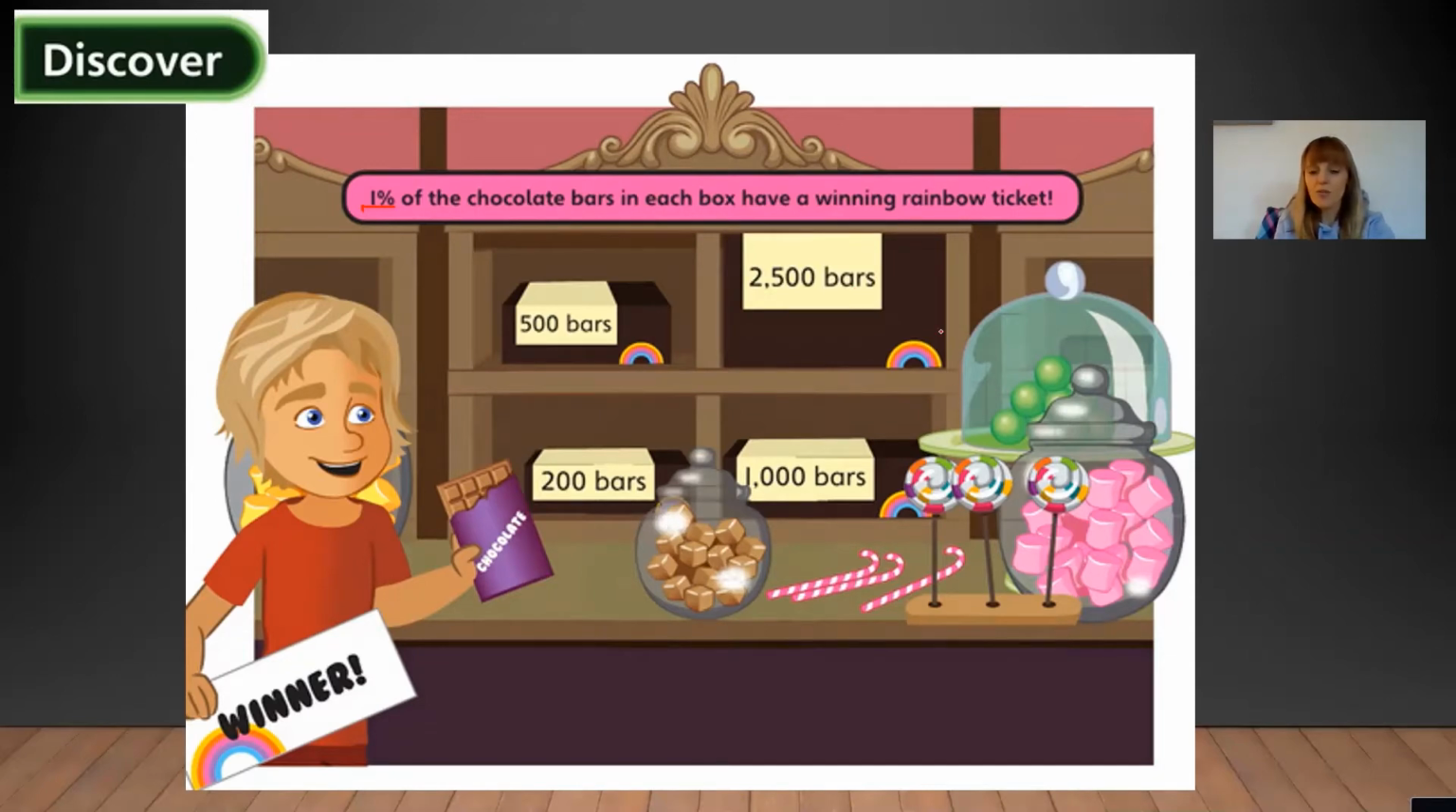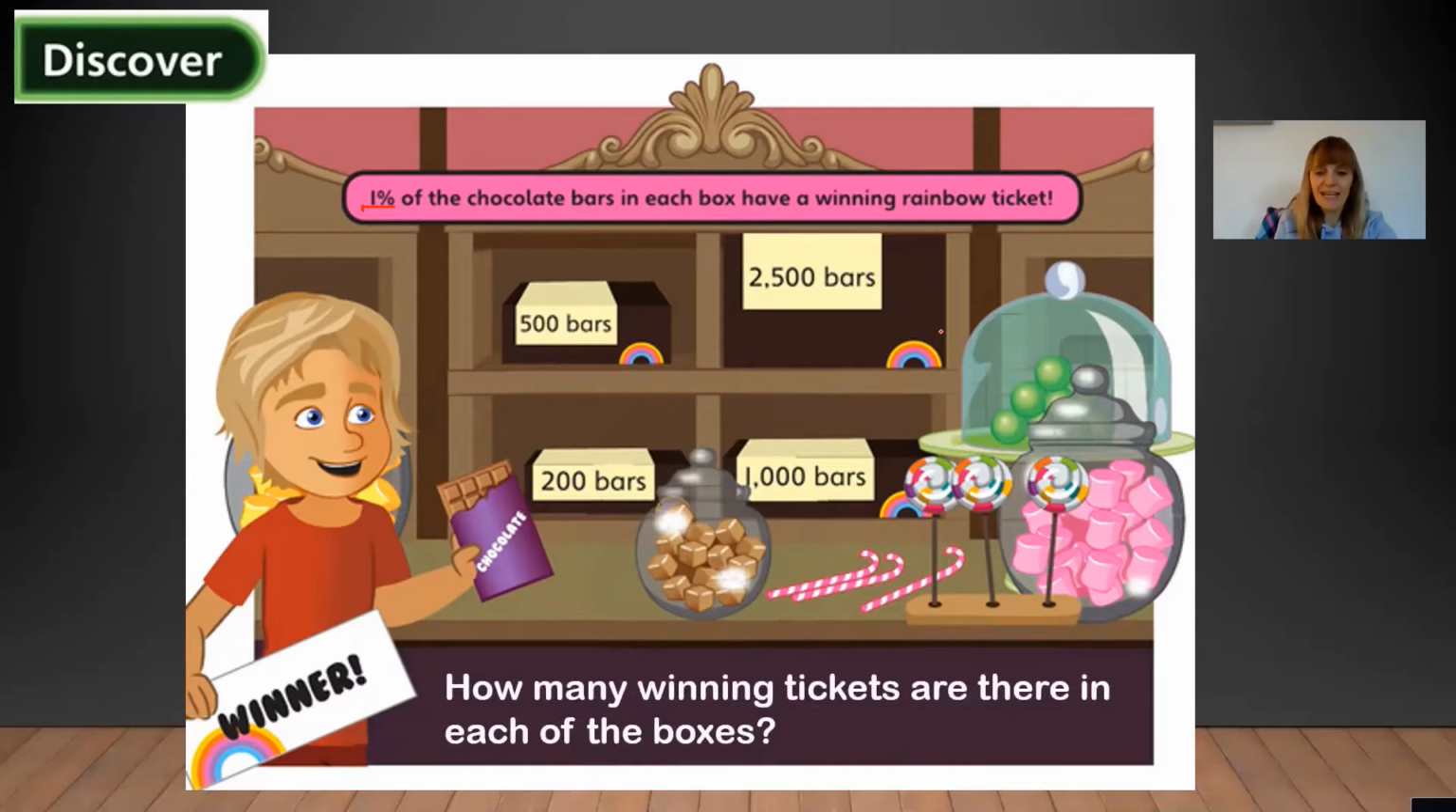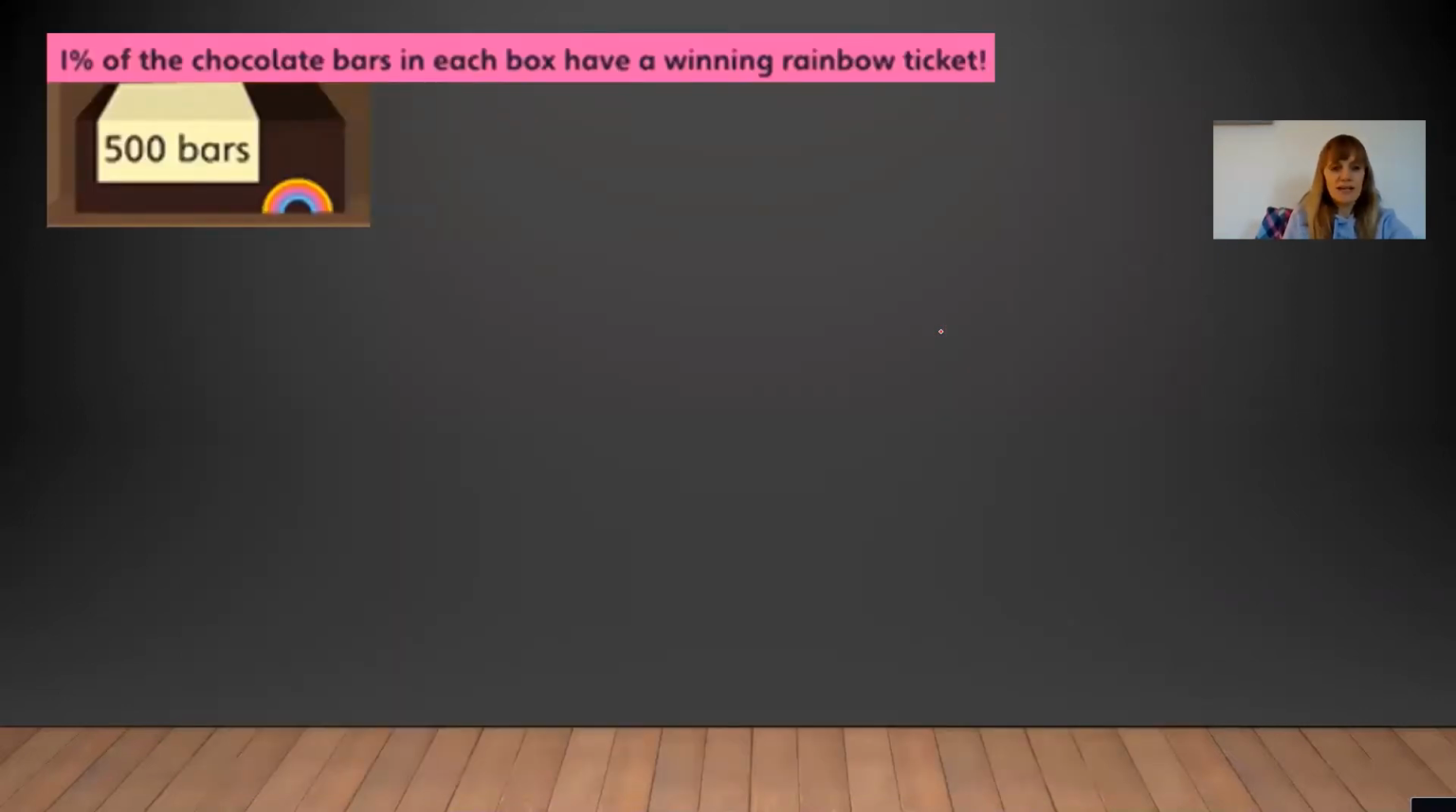So our first thought is then, because it's going to ask us how many winning tickets are there in each of those boxes, we've got to now think to ourselves, well, how am I going to calculate 1% of each of those boxes? So let's break it down a little bit. Here is the first box, which has 500 bars in it. Now, the first important piece of information that I tell you for today is that 1% is the same as 1 out of every 100.